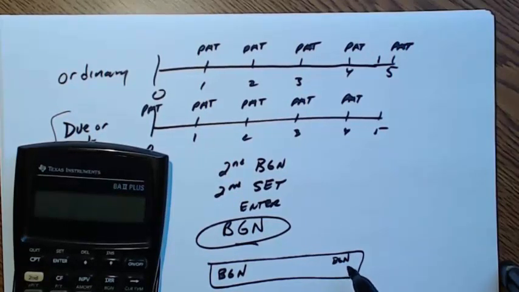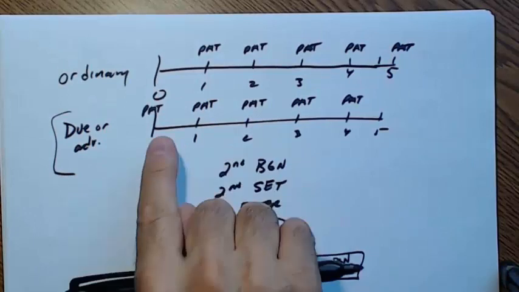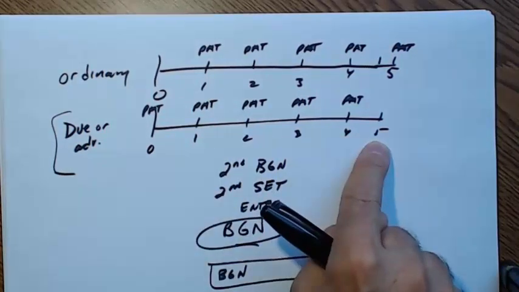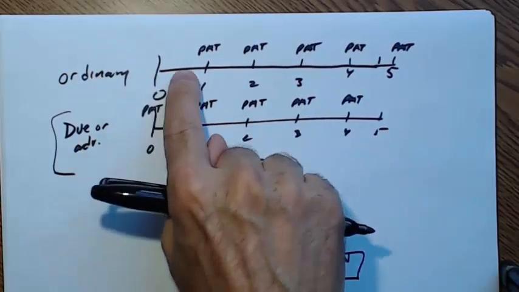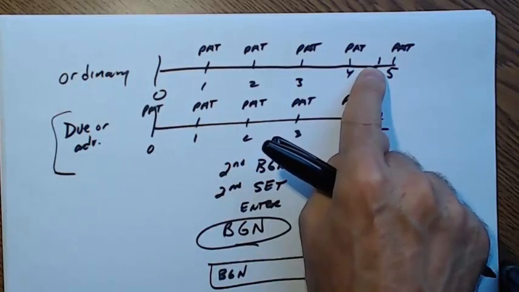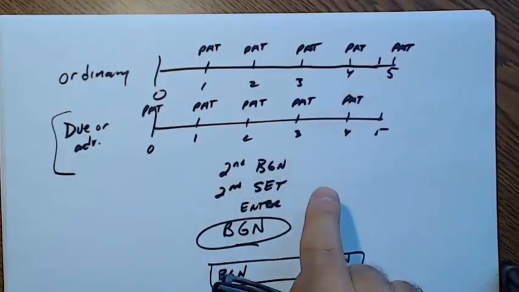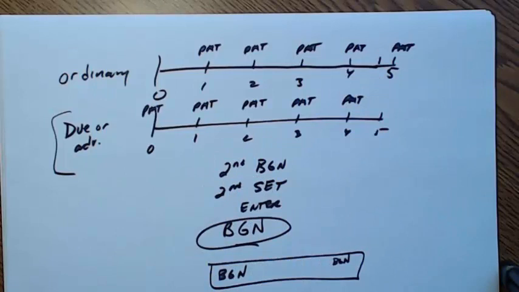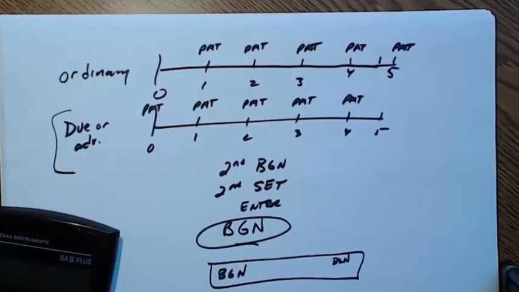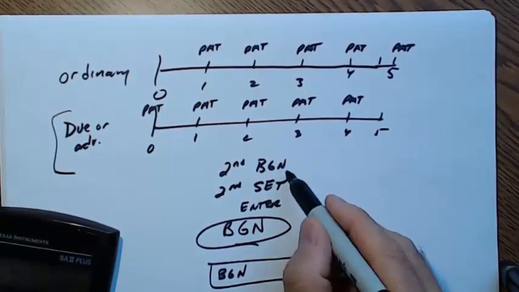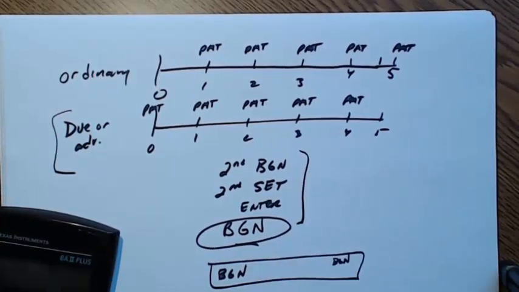Don't ignore that, because what that little BGN is telling you is your calculator is thinking in this mode. It's thinking this is going on. And if you have a problem that's an ordinary annuity, you're going to come up with the wrong answer. So you want to make sure that you're in a due or beginning mode if you have an annuity due or an advanced annuity.